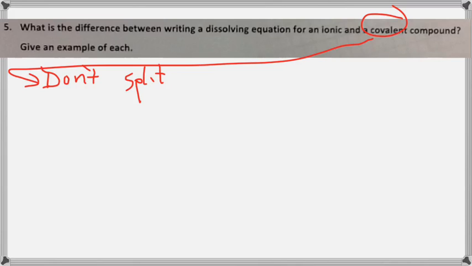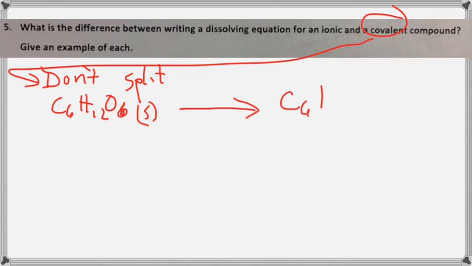So for example, if we want to dissolve a covalent compound such as sugar, which is C6H12O6, that's glucose. Alright, it's a solid crystal. When we dissolve it in water, it still is going to be sugar. So it's going to be C6H12O6. Only now it's going to be aqueous instead of solid because it's dissolved in water. But notice the formula never changed, nothing changed about it. Covalents never change when they dissolve. They look exactly like they did when they were dry before they were dissolved in the water.